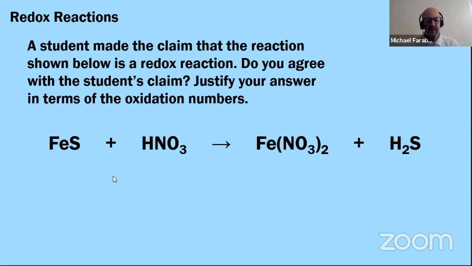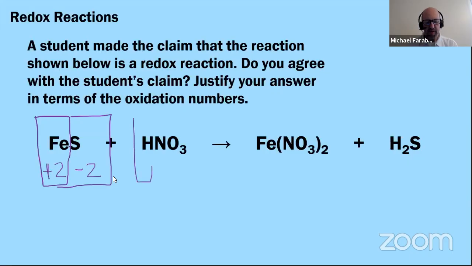All right, continuing with redox. A student made the claim that the reaction shown below is a redox reaction. Do you agree with the student's claim? Justify your answer in terms of the oxidation numbers. So let's break it down one at a time. Okay, now iron can sometimes be +2 or +3, but sulfur as a monoatomic ion, sulfide, is typically -2. That forces the iron to be +2 in that particular formula. Hydrogen is normally +1, so we'll go ahead and say +1. Oxygen is normally -2, and we have 3 of them, so that's -6.